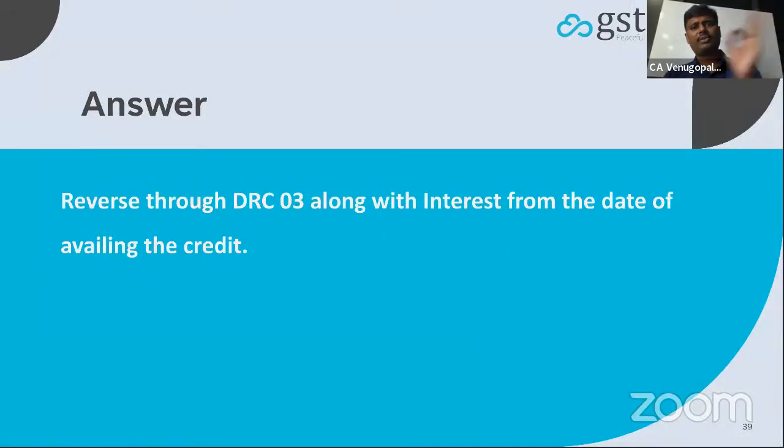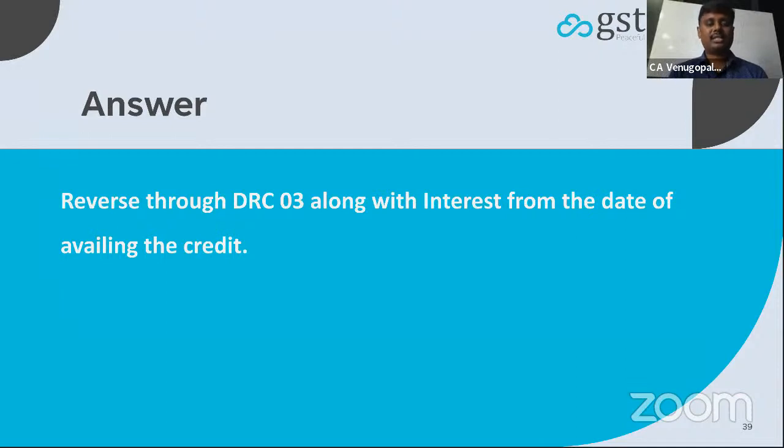If you have not reversed it in GSTR 3B, you cannot report it in GSTR 9. But yet, this is the last return. Annual return is my final return. Right disclosure of the taxes that needs to be paid, then please pay it through DRC03. You are permitted to do it. Report it through DRC03 and please do not pay it along with interest.